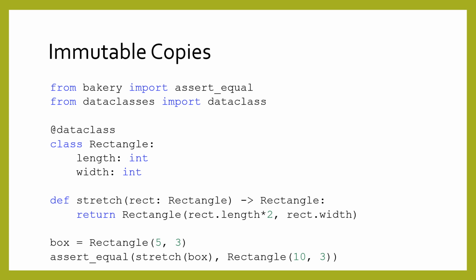Under what circumstances would you want to modify the original compared to making a copy? The trade-off might not be clear just yet, but for now, remember that there are two ways to change a data class: by making a new one based on an old one, or by editing the fields of an existing one.